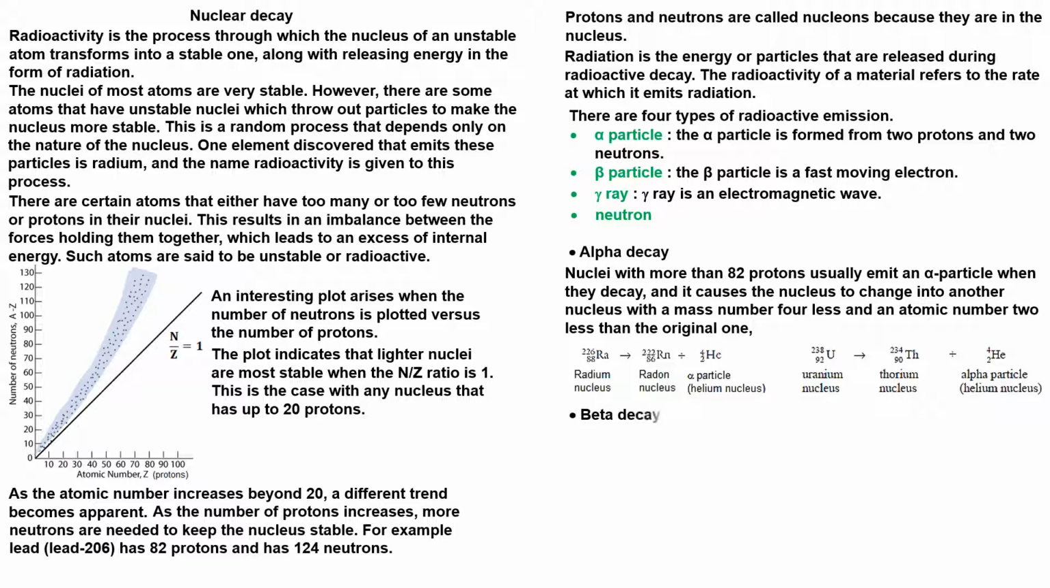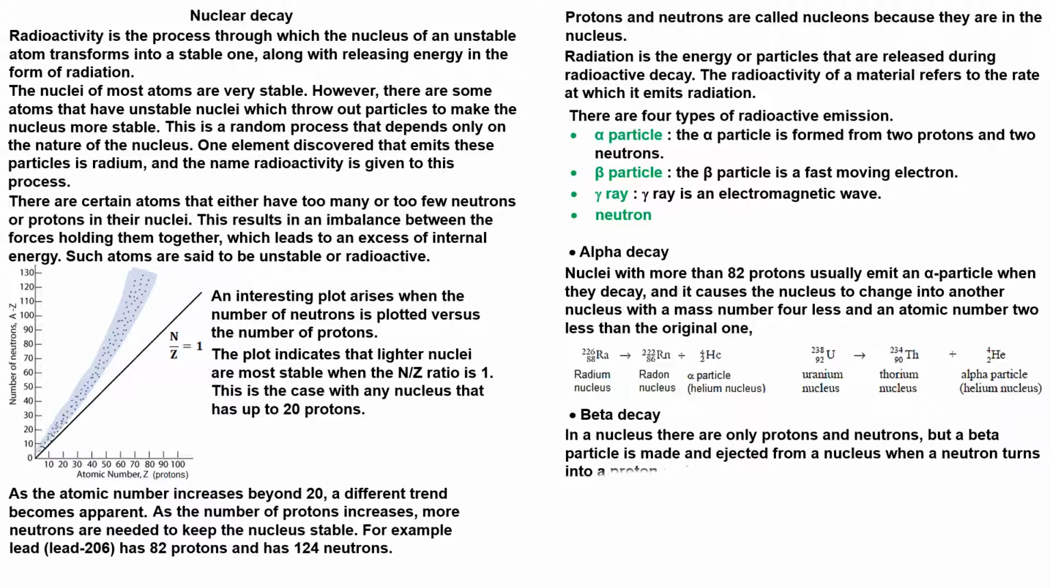Beta decay. In a nucleus, there are only protons and neutrons, but a beta particle is made and ejected from a nucleus when a neutron turns into a proton and an electron. Nucleus above the band of stability decays by beta emission. Take a look at this example.